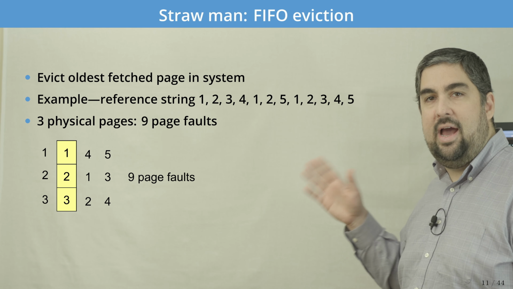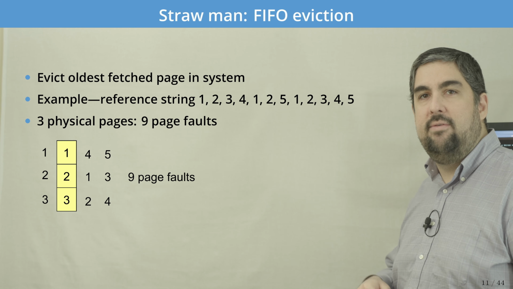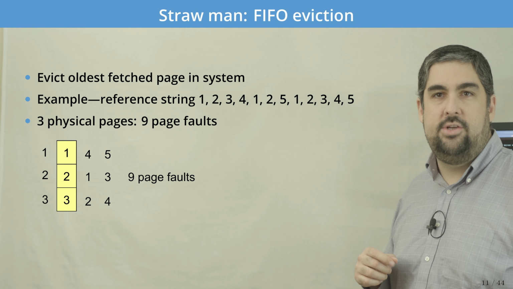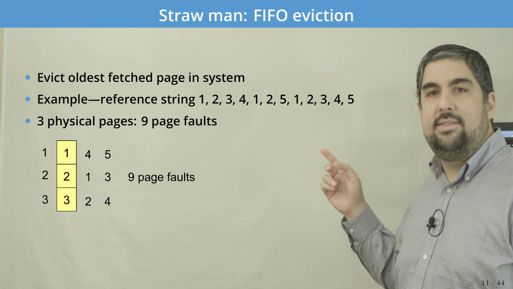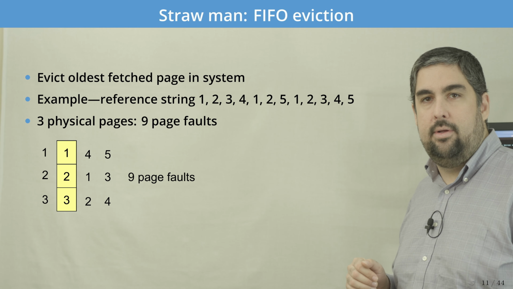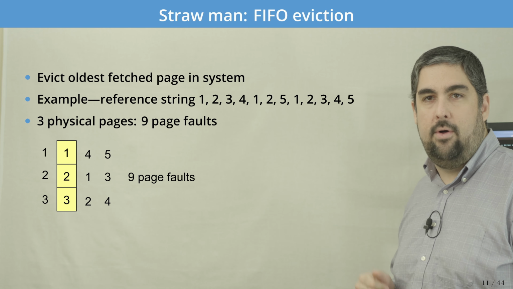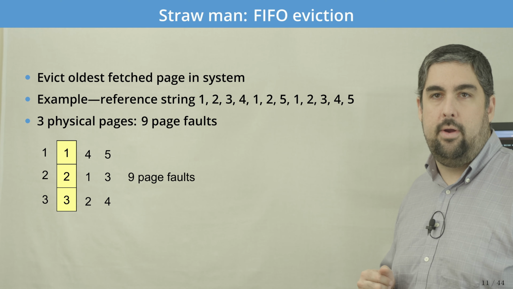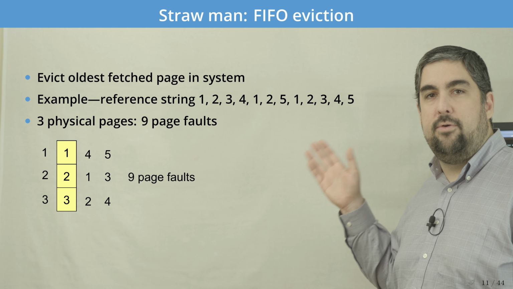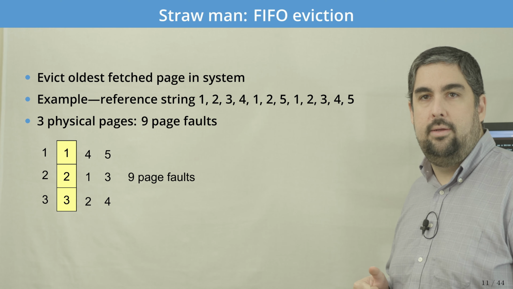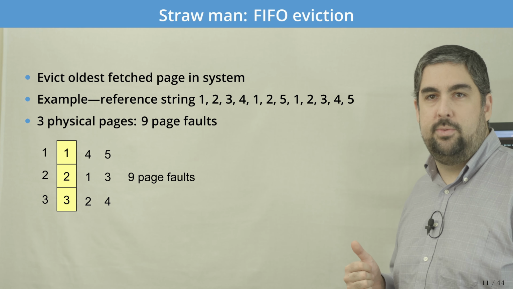And what we can see is if we have these 3 physical pages, and we evict the oldest fetched page first, we can see the access pattern that's going to result in how many faults required to run this program. So we first load in 1, 2, and 3 as the first 3 pages as we start executing.